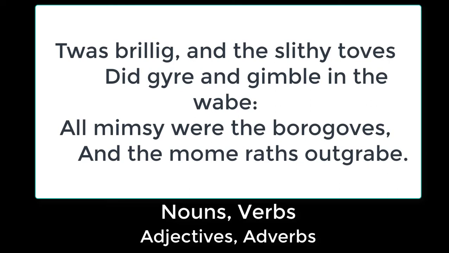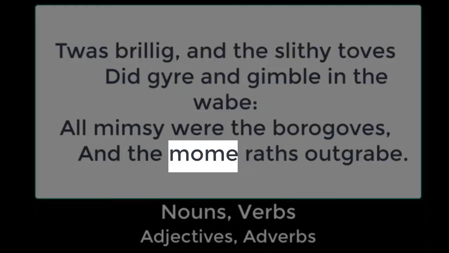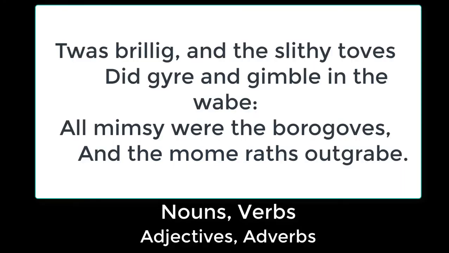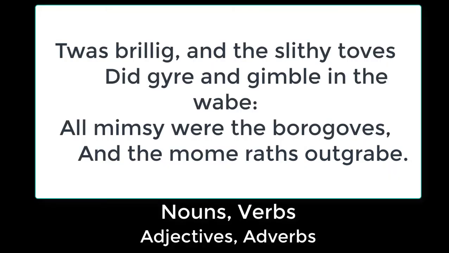And in the last line, we have the noun, which is the raths, and an adjective describing the raths, which is mome. No idea what mome raths are, but nonetheless, the raths are the noun. And we can spot this because they've got an S plural at the end, and a 'the' before an adjective. It's the mome raths. And we can take a good guess that outgrabe is going to be a verb, just because it's after the noun, and that's what makes sense looking at this sentence.